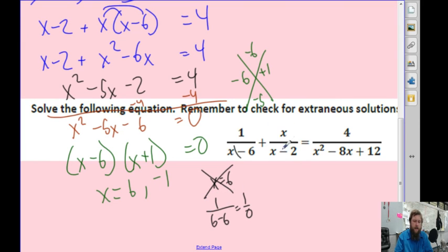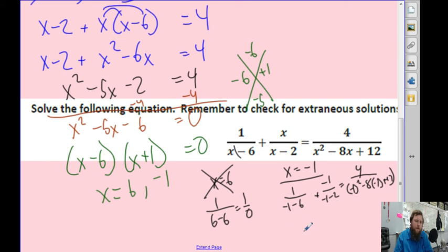If you plug in x equals negative 1, it will work because you get 1 over negative 1 minus 6 plus negative 1 over negative 1 minus 2 equals 4 over negative 1 squared minus 8 times negative 1 plus 12. This will come out to some numbers, and this is okay. But with the other one you're dividing by 0. So your only solution is actually x equals negative 1. That's it.